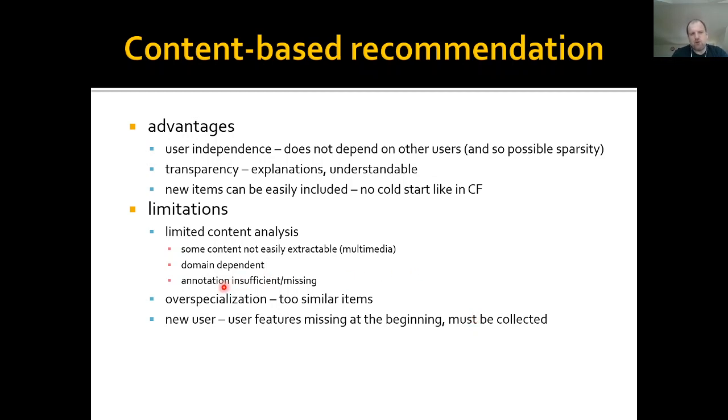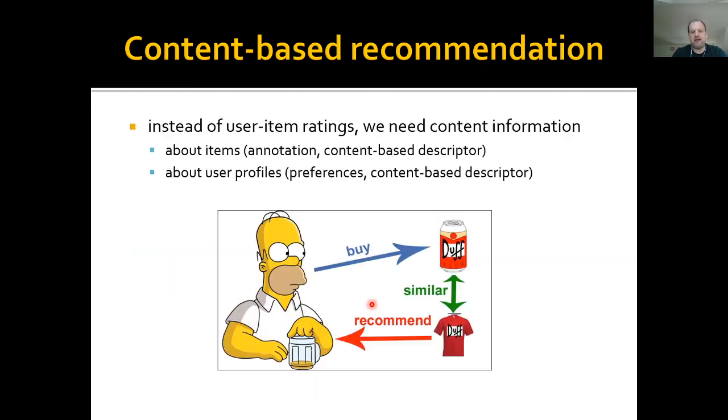Another specific problem of content-based filtering could be over-specialization, when we have two similar items. Again, with the example of Homer, if Homer bought beer, there might be other kinds of beer that are very, very similar to this beer, maybe with a different percentage of alcohol or something, very slight differences between them.